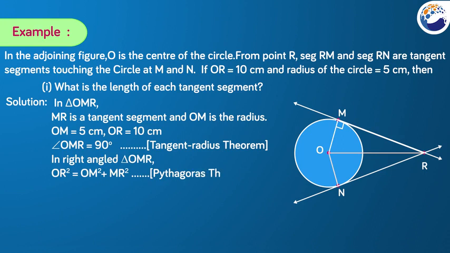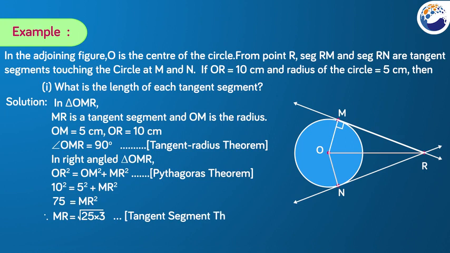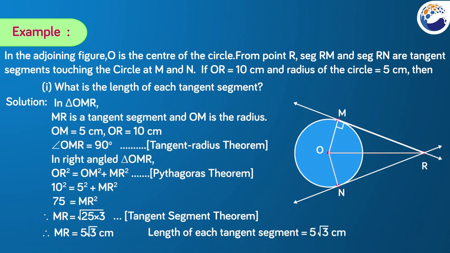By Pythagoras theorem, 10 square is equal to 5 square plus MR square. 100 is equal to 25 plus MR square. Therefore, MR square is equal to 100 minus 25. Therefore, MR square is equal to 75. Therefore, MR is equal to square root of 25 into 3, which is equal to 5 square root of 3 centimeter. Using tangent segment theorem, the length of each tangent segment is equal to 5 square root of 3 centimeter.